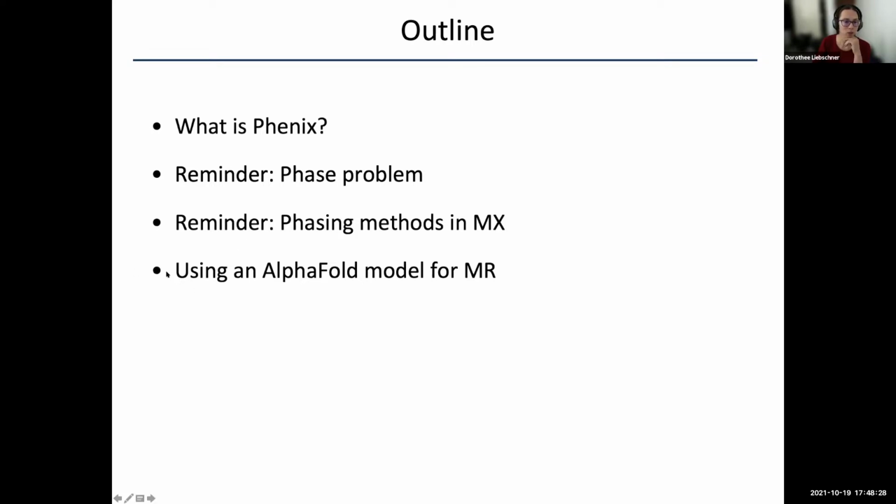And then I will walk you through a tutorial, which is brand new. It's not yet available in Phenix, but it will be very soon. It's about using an AlphaFold model for molecular replacement.